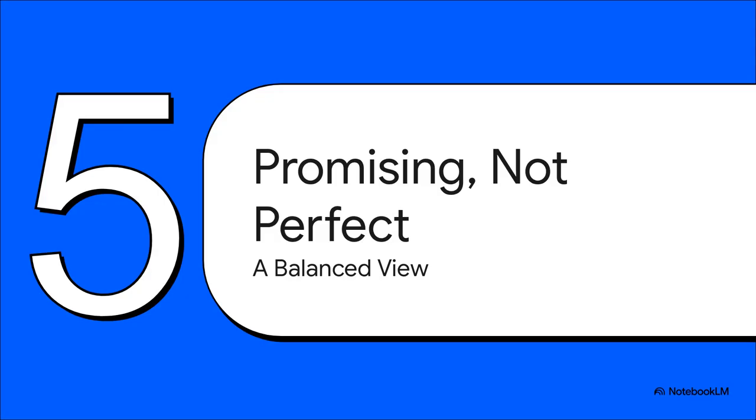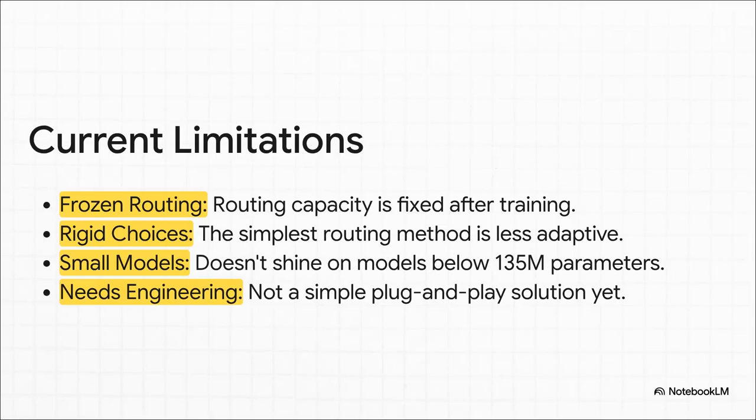Now, it goes without saying, no new technology is a silver bullet right out of the gate. So for a balanced view, we gotta acknowledge that this current version of MoR does have some limitations. For instance, the routing strategy is kind of frozen in place after the model is trained, so it can't adapt later on. We also see that the performance gains aren't quite as jaw-dropping on really, really small models. And maybe most critically, this isn't a simple plug-and-play solution just yet. It requires some pretty specialized engineering to implement. So yeah, there are definitely some real-world hurdles to overcome.